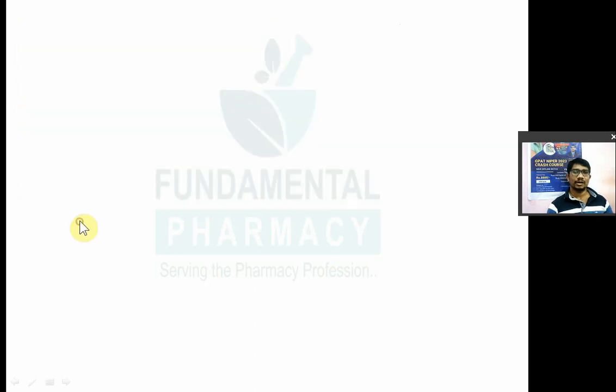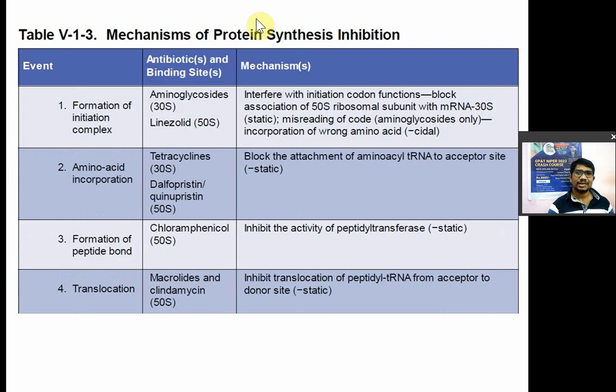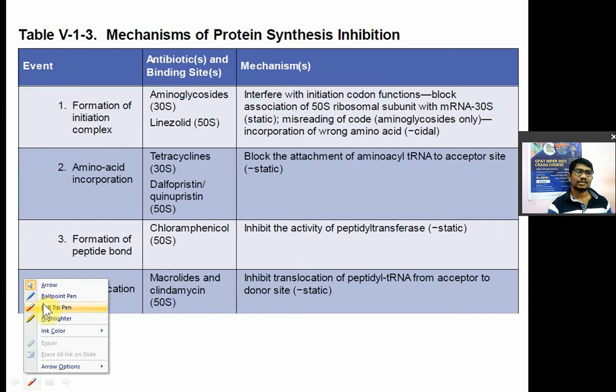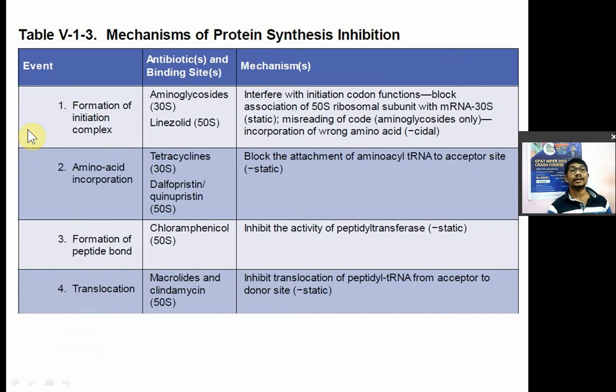I have revised. Now we'll see the next part, the mechanism of protein synthesis inhibition. To understand the mechanism of action of protein synthesis inhibitor drugs, or antibiotics which inhibit the protein synthesis, you should be clear regarding the biochemistry, the process of protein synthesis. There are different steps of protein synthesis that you might have seen in biochemistry.